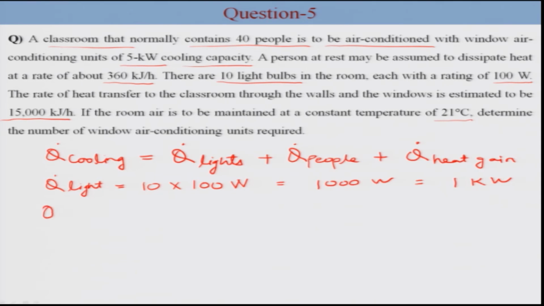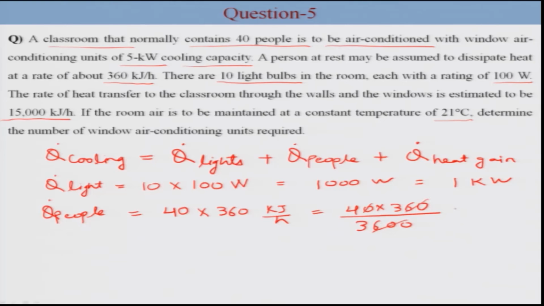Because of the 40 people sitting in the room, the total is 40 multiplied by 360 kilojoule per hour. So, it is 40 into 360, and we can convert this hour into seconds, so this is 3600. So, this gives 4 kilowatt.